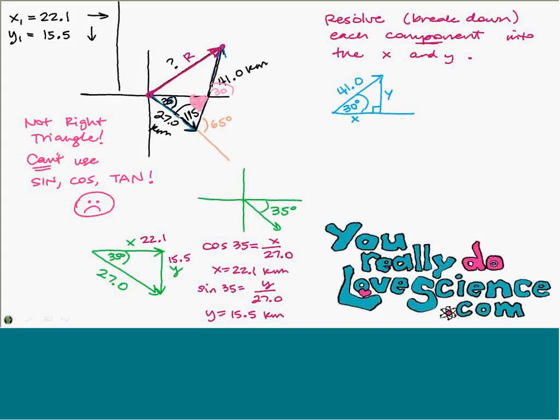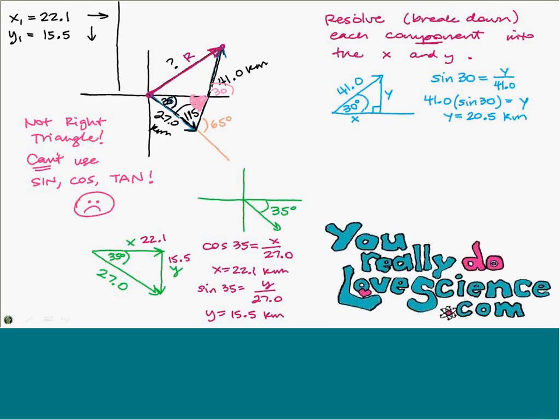Okay, so let's set the x and the y using sine, cosine, and tangent. I would say that the sine of 30 degrees is opposite over hypotenuse, so we're going to do y over 41.0. Opposite, good. So then we say 41.0 times sine of 30 is going to equal y. We're going to the calculator. You got 20.5? Me too.